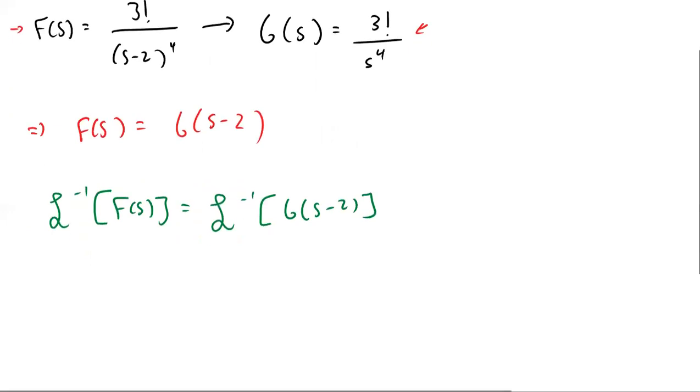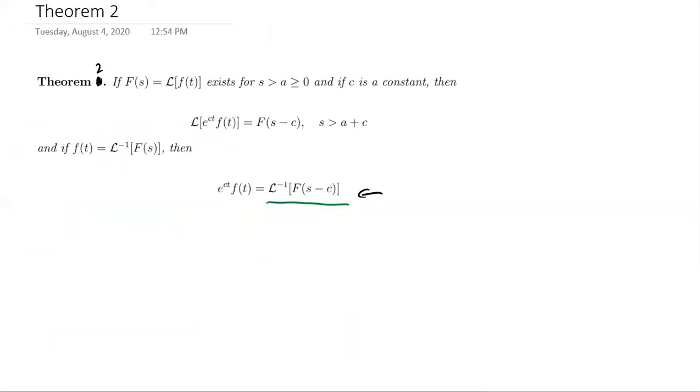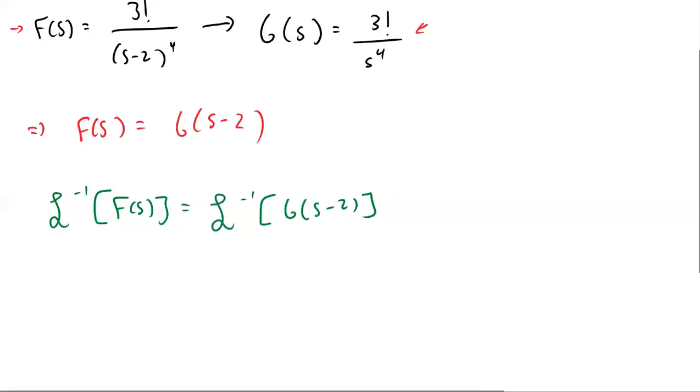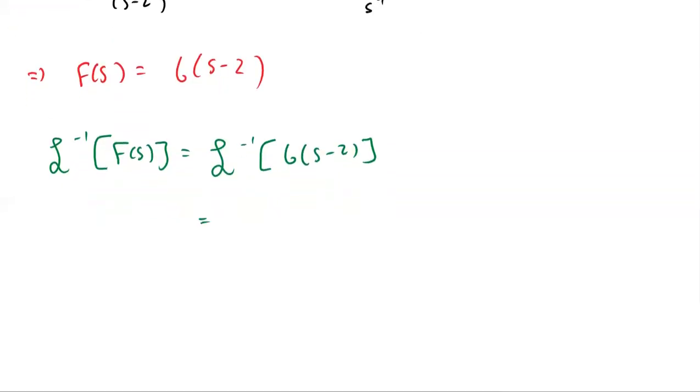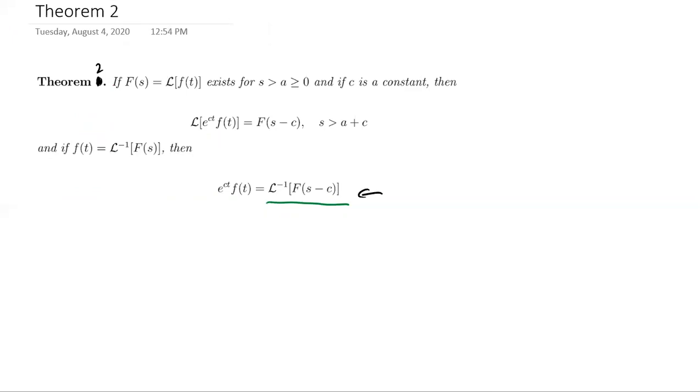okay, which by definition, looking at theorem 2, is equal to what? Well, we get the exponential out of it, where the exponent of the exponential has to match the shift. So it'd be e to the negative 2t times the Laplace inverse of just g of s. This is what the theorem is telling us. Because this thing here, f of t, is the Laplace inverse of big F of s.